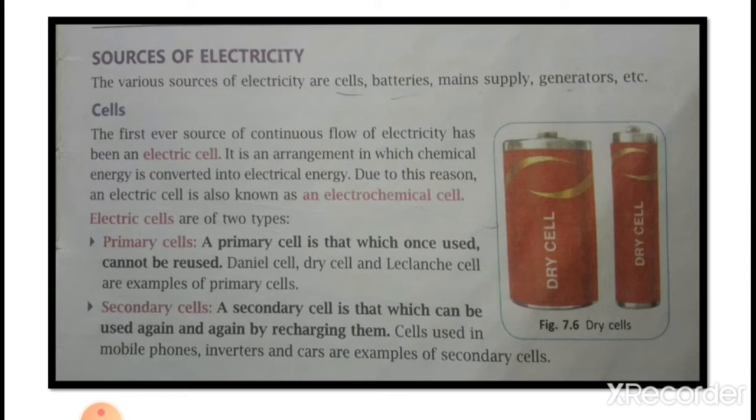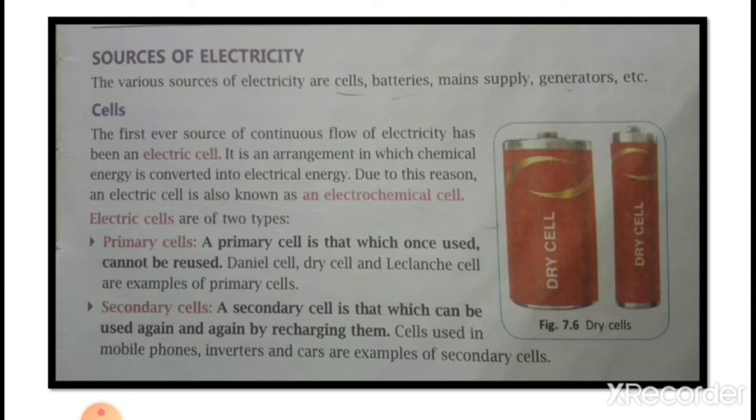Okay, so the various sources of electricity are cells, battery, main supply, and generators, etc. So first category is the cells. Cells are the arrangement in which the chemical energy stored in them is converted to the electrical energy, and we are using the cells in so many appliances in our daily life. That is the remote, torch, watches, wall clocks, etc. We are using these cells.